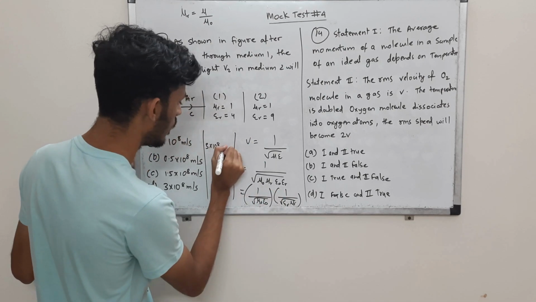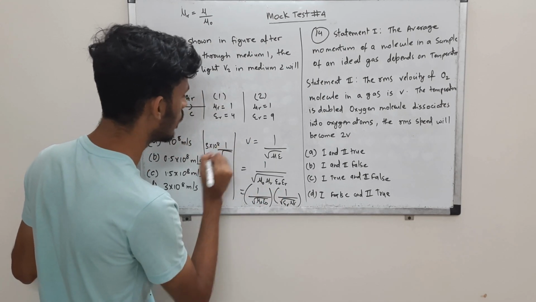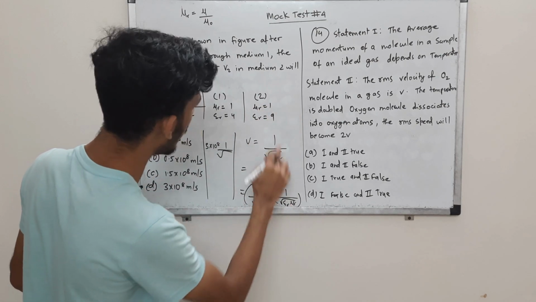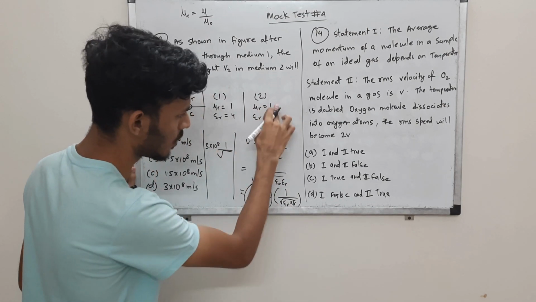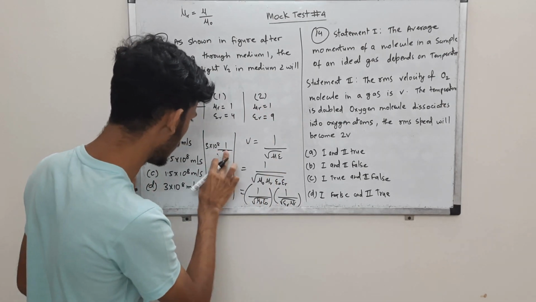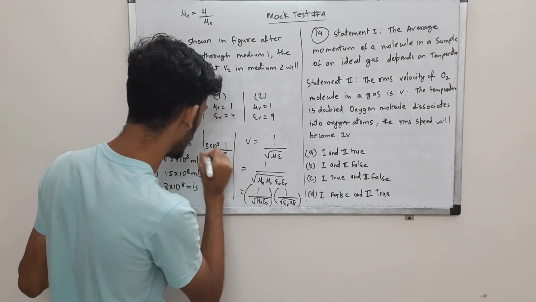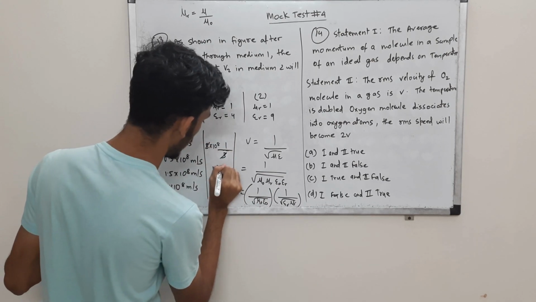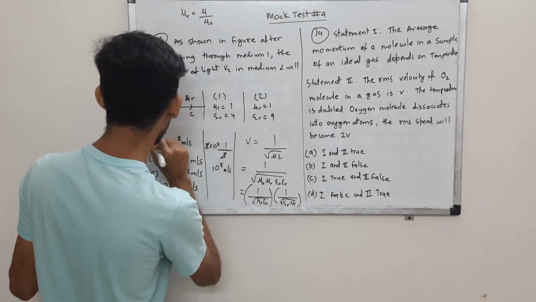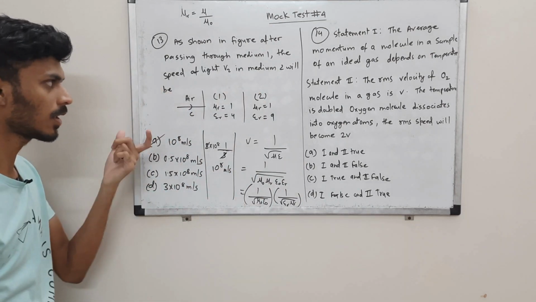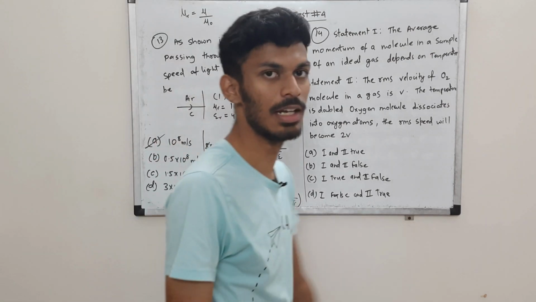And that you see is 1 upon square root of mu r into epsilon r, right? So it's 1 upon square root of 9. Square root of 9 is 3, and the 3 and 3 get cancelled, and the answer that you get is 10 to the power 8 meters per second. Okay, so that's your answer. That's the speed in medium 2.